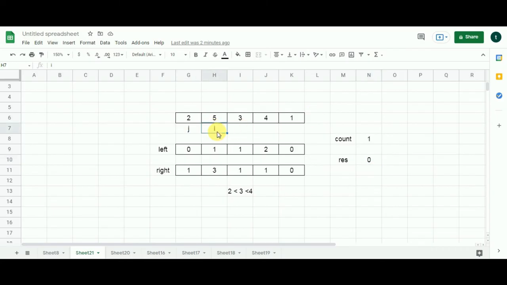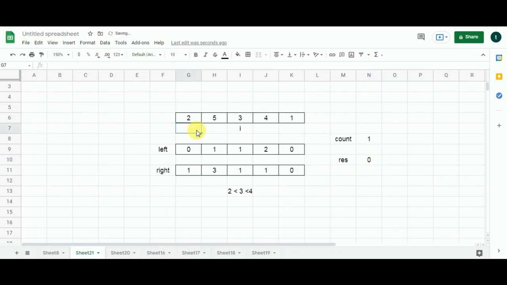Alright, now I moves one cell to the right. J is already at its base position. So is 3 greater than 2? Yes, it is. So I am going to add this 0 again to this variable res. But it's not going to affect our result in any way because we have nothing on the left hand side of 2. Do remember the logic I explained moments ago.